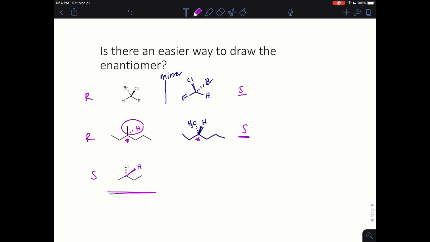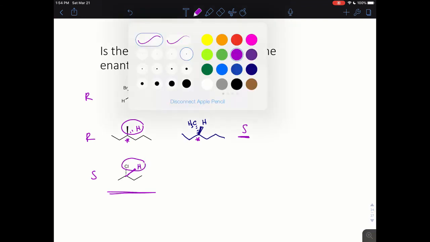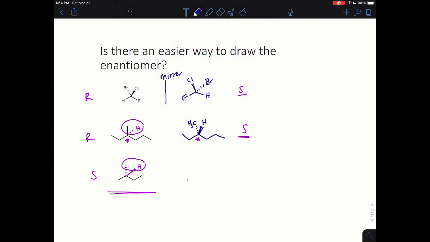Okay, same way for this last example. All I'm going to do is I'm just going to swap where these 2 groups are, but I'm going to leave the carbon chain exactly the same. So now, chlorine is going to be out. Hydrogen is going to be in. This would be the R. So I've drawn the enantiomers. And enantiomers are configurational isomers. So you interconvert them by breaking bonds. And that's exactly what I did. I broke this bond, and I swapped the groups, and that got me the enantiomer.